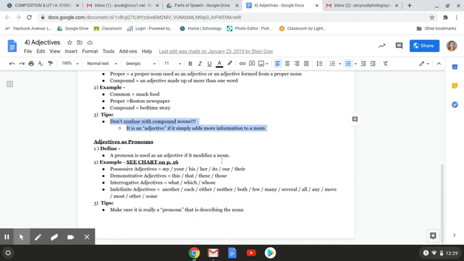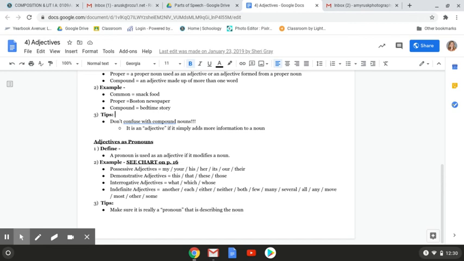The last thing that we're going to look at here, adjectives can also be pronouns. So you'll see in this setup here, there are pronouns that are adjectives. So a pronoun is used as an adjective if it modifies a noun. My chair. Okay, what chair? My chair. My is an adjective describing chair. Her outfit. Her is an adjective describing outfit.